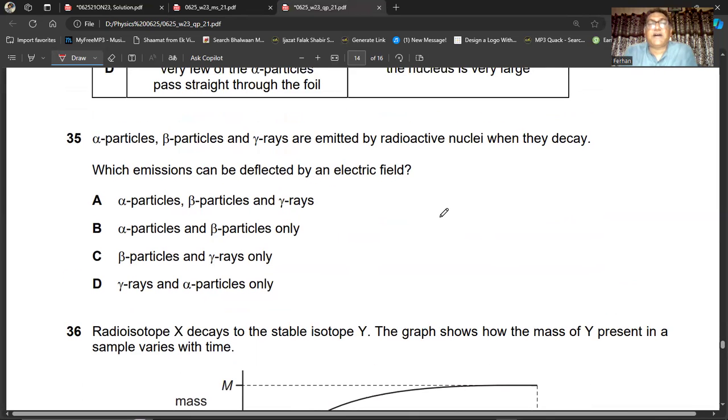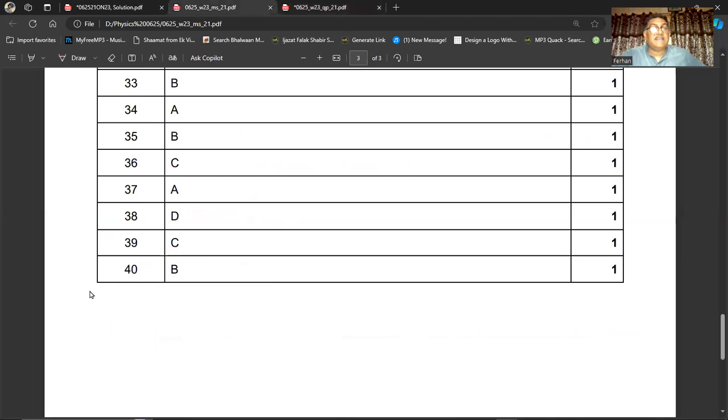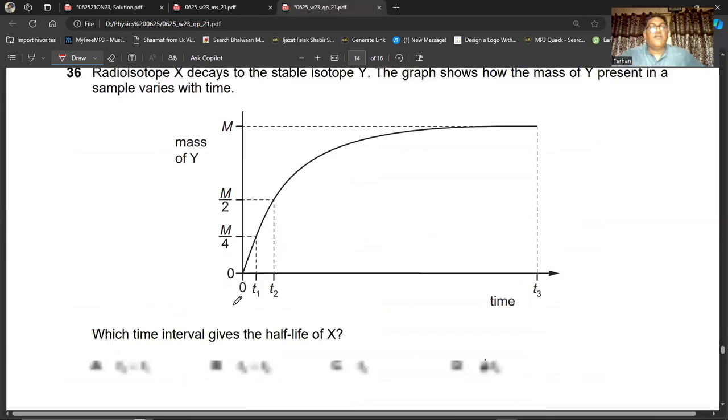Alpha particles, beta particles, and gamma rays are emitted by radioactive nuclei when they decay. Which emission can be deflected by an electric field? Alpha particles are positive, while the beta particles are electrons, so they are negative. And the gamma rays, they are neutral. They are not deflected by the electric field. So only the alpha particles and the beta particles can be deflected by an electric field. So question number 35, B is the right choice, sir. Okay, we are going to the next question.